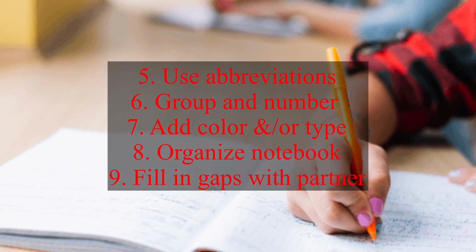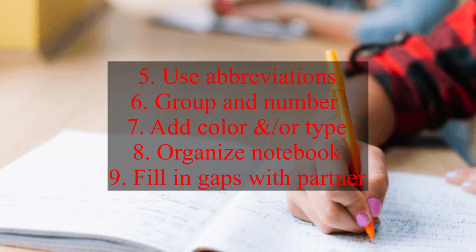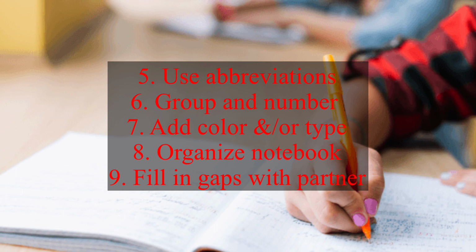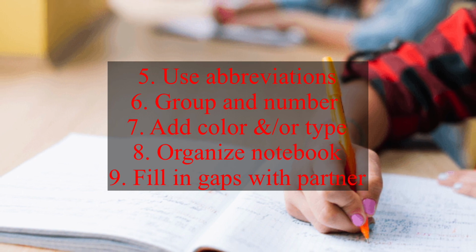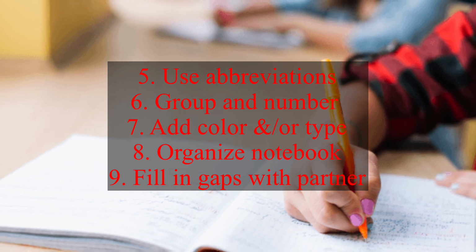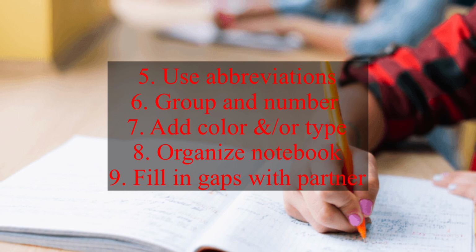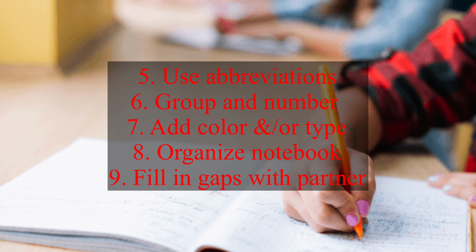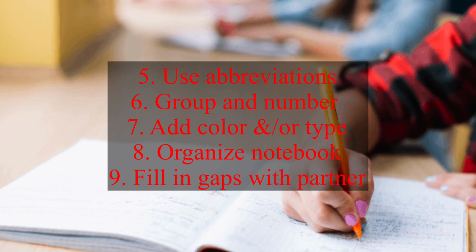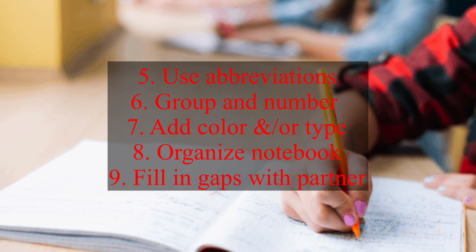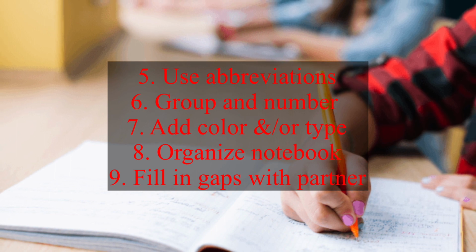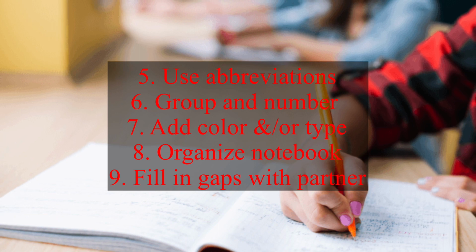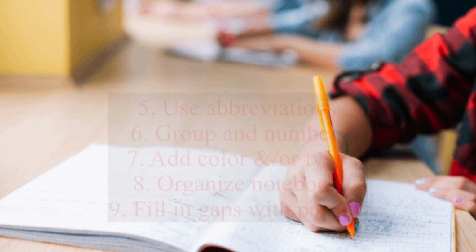You can keep your speed up with abbreviations. You can make the study process that much more effective by grouping and numbering like categories of information together. You can always go back and add color, retype, and even add in digital graphics. The next step is to organize everything into one central spot, and then get with a partner to read through everything and make sure that there aren't any gaps that need to be filled or perfected.